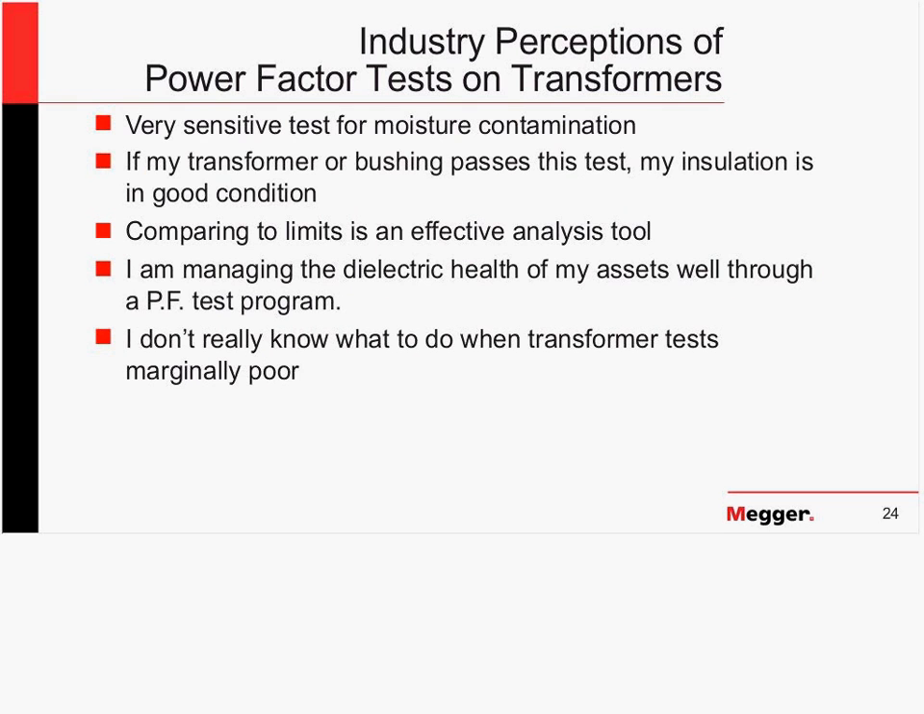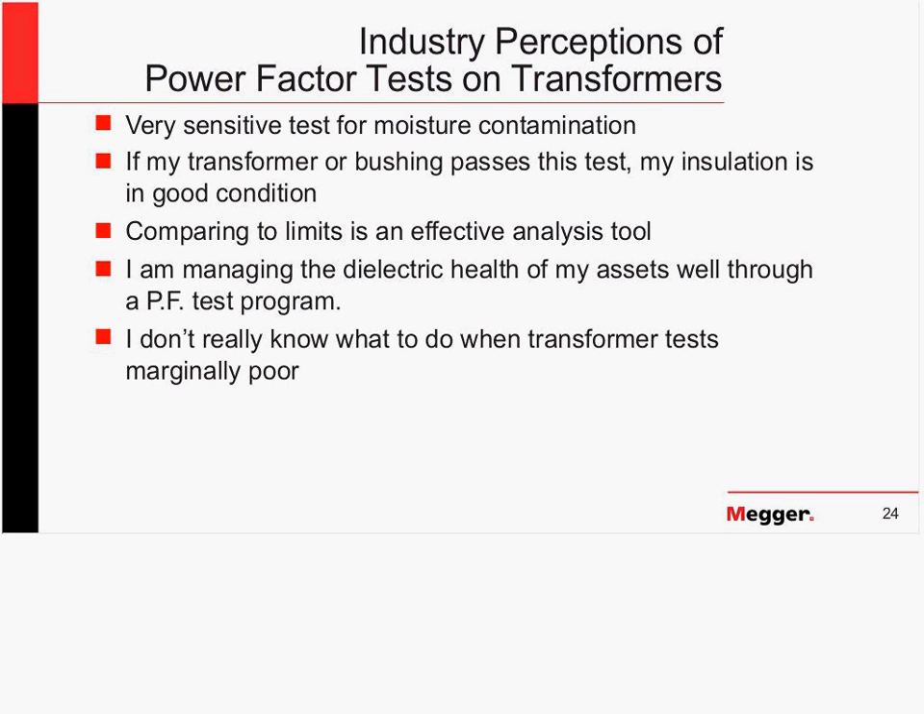So, the industry perceptions of power factor tests on transformers. Let's talk about what those are for a minute. I would say the industry at large believes it to be a very sensitive test for moisture contamination. Maybe the majority has the impression that if my transformer or my bushing passes this test, then my insulation is in good condition. I think there's also a perception that comparing to limits is an effective analysis tool: that if one manages the dielectric health of their assets through a power factor test program, they're doing a good job managing the dielectric health.